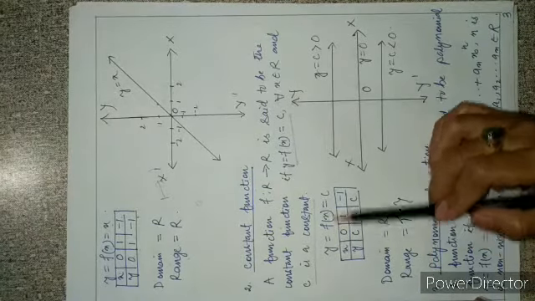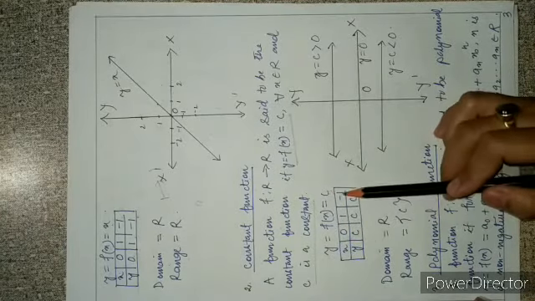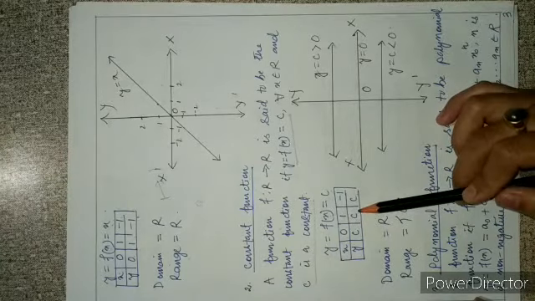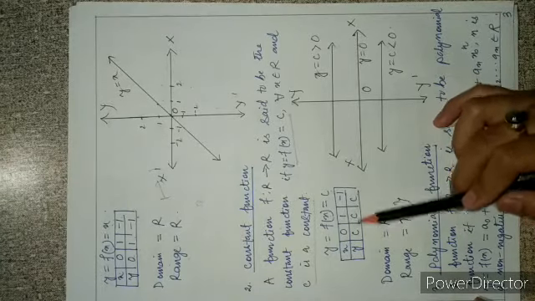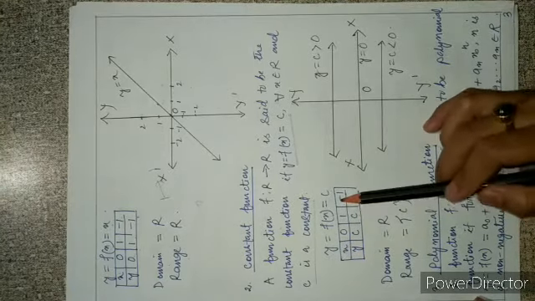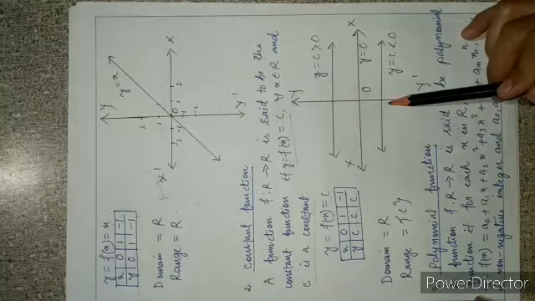Draw the graph of y is equal to C. Y is equal to C means for any value of x, the value of y is always C. When x is equal to 0, y is C. When x is equal to 1, y is C. When x is equal to minus 1, y is equal to C.